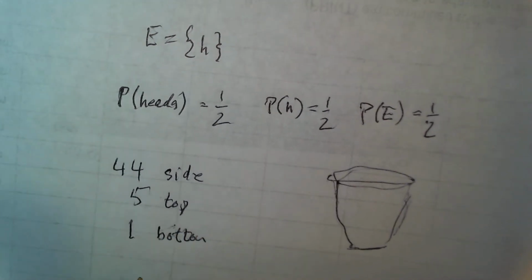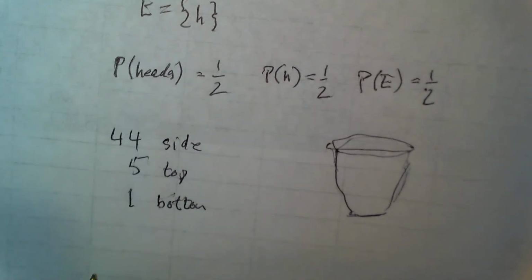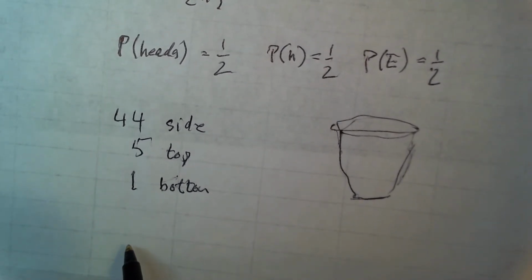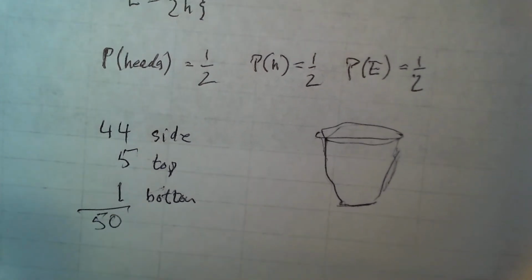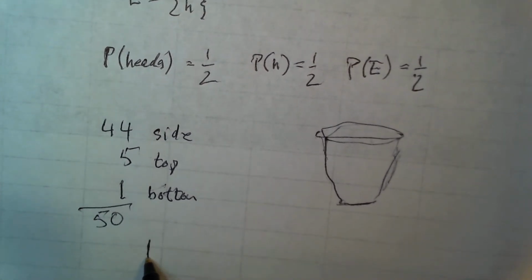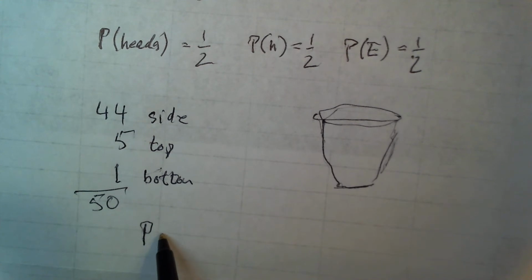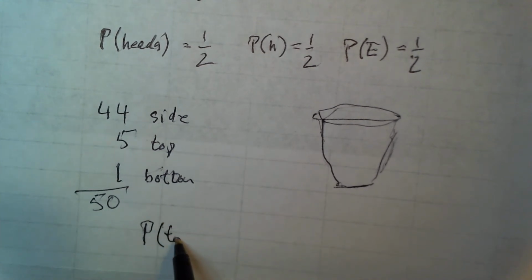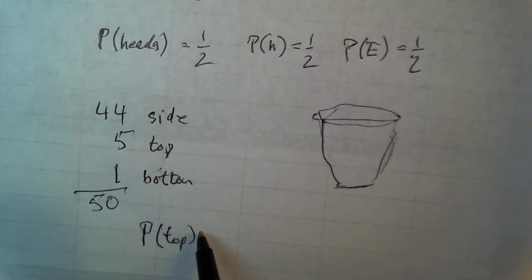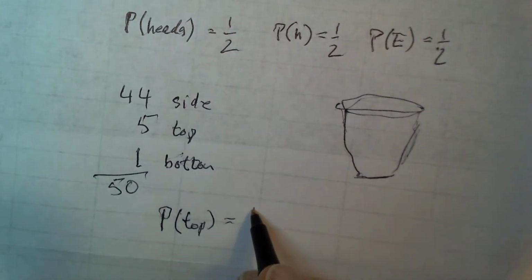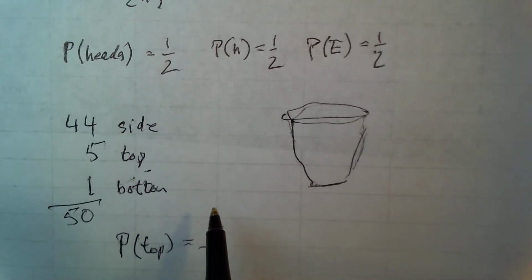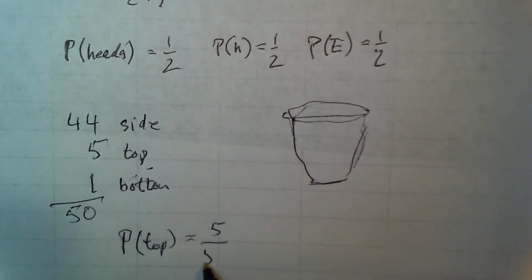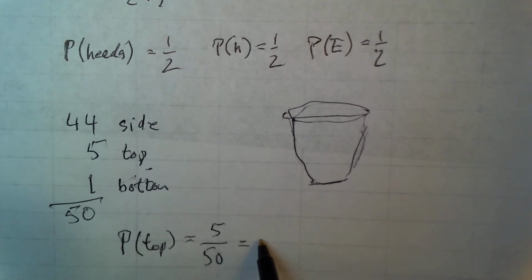Okay. So then we can say, for example, that of course means a total of 50 tosses. So we can say the probability that the cup will land on its top would be equal to 5 times it lands on its top, divided by all possible outcomes, which was 50, and there would be 1/10.